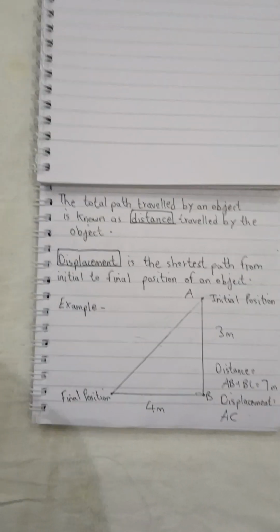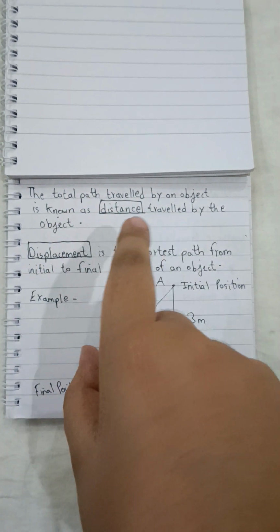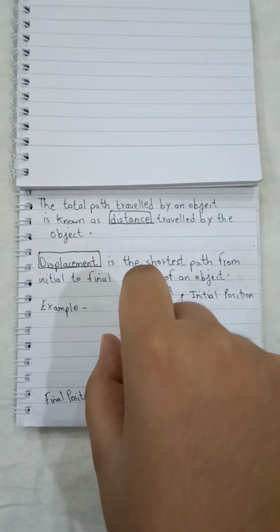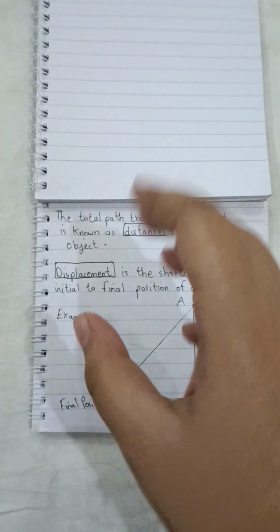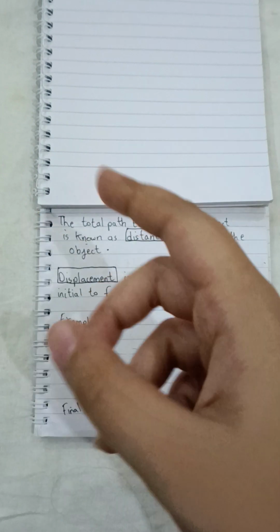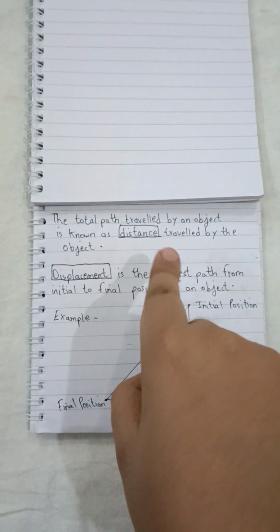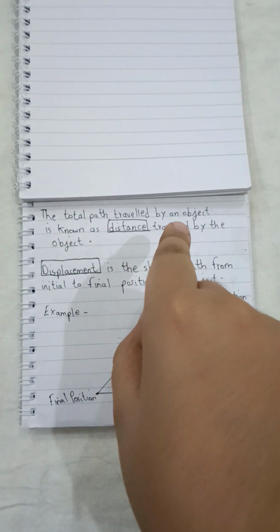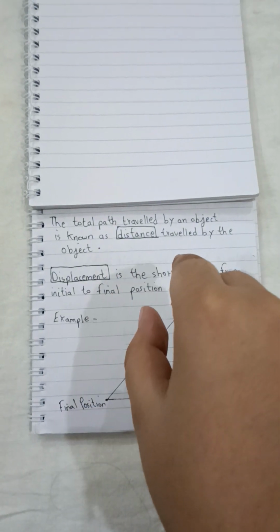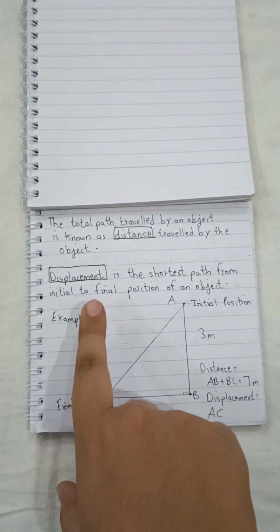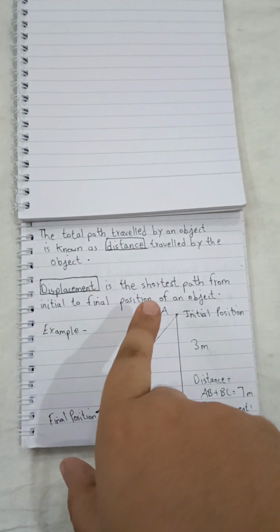Okay, now here, distance and displacement. The total path traveled by an object is known as the distance traveled by the object. For example, you go somewhere, you travel a certain number of kilometers to reach the final position where you have to go. We're going to call it distance. So the total path traveled by an object is known as distance traveled by that object. Now displacement. Displacement is the shortest path from the initial to the final position of an object.